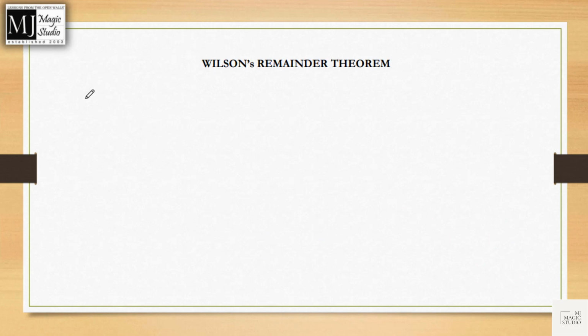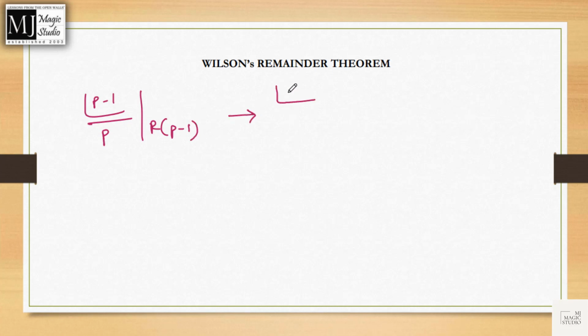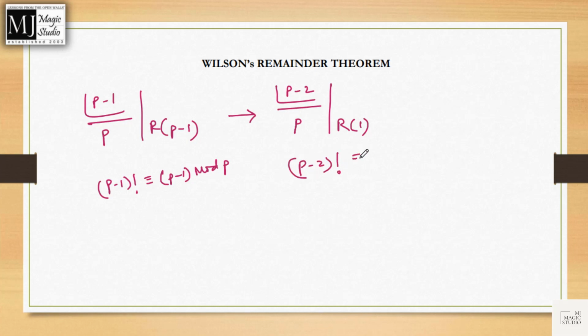So winding up with Wilson's remainder theorem, it says that when factorial p minus 1 is divided by p, where p is the prime number, remainder is p minus 1, and it can be extended to when factorial p minus 2 is divided by p, remainder is 1, that we have seen in the previous example. Clear? So it says that p minus 1 factorial is equivalent to p minus 1 mod p, or p minus 2 factorial is equivalent to 1 mod p. Remainder is 1 when divided by p, and remainder is p minus 1 when divided by p. So this was Wilson's remainder theorem.